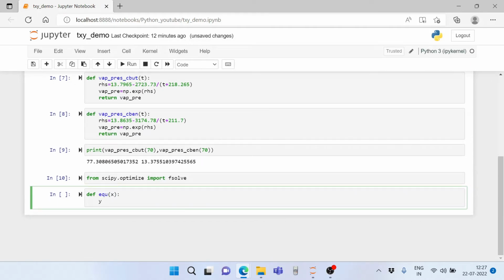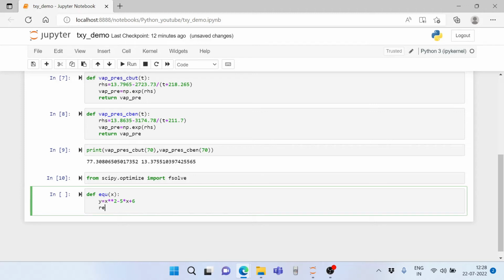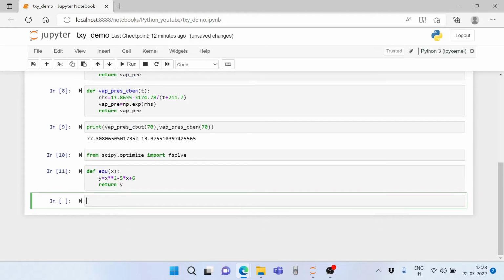So the quadratic equation in X is going to be y is equal to x squared minus 5x plus 6. Okay, and we put return y. We write return y. Fine. Then afterwards, we want to find out what is the root of this equation, right?